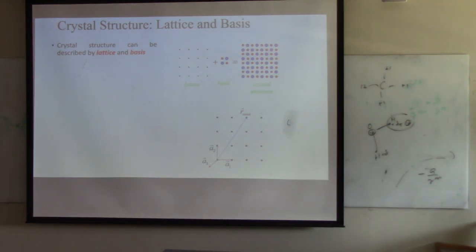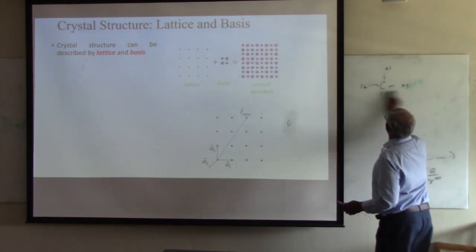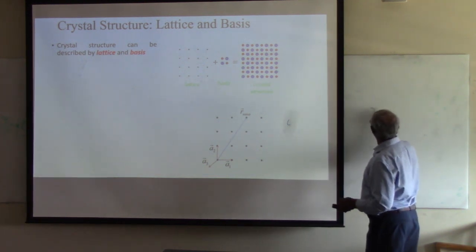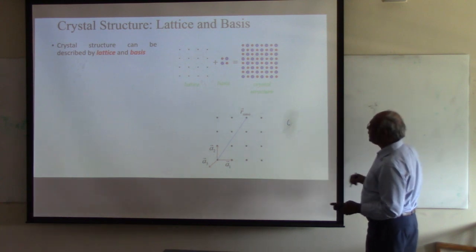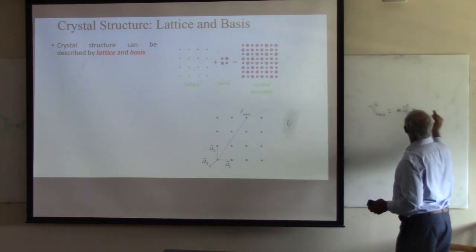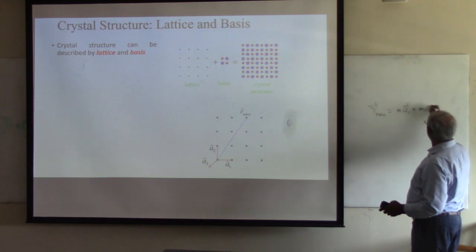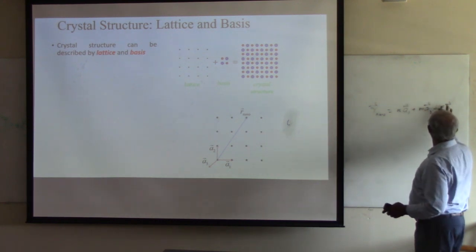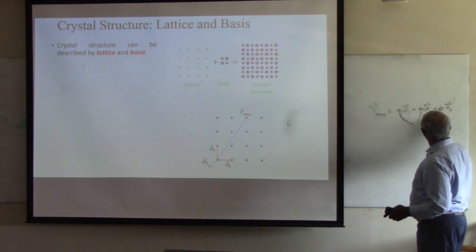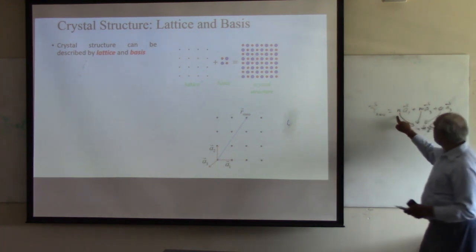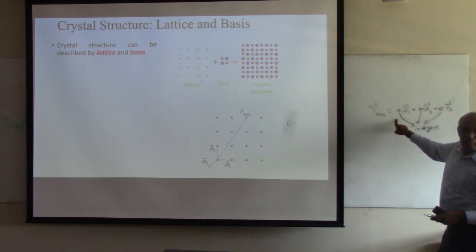The way we do it is, for any point here, R, and this is the important thing, for any point, if I take R with N, M, O, I have to write it in terms of A1, A2 and A3 using N times A1 plus M times A2 plus O times A3. This N, M and O have to be integers. That's the important thing. You cannot have half. So this can have 1, 2, 3 like that. You cannot have half.